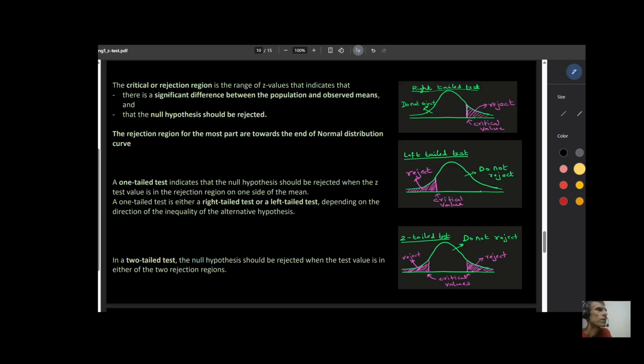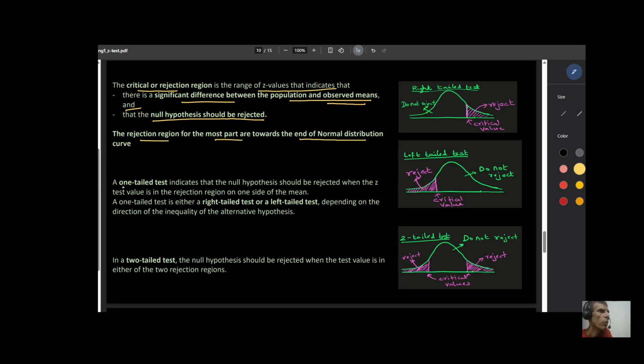The critical or rejection region is the range of z values that indicate that there is a significant difference between your population and the observed means, and that the null hypothesis should be rejected. Observed means refers to the mean that you observed when you conducted the experiment. The rejection region, for the most part, tends to lie towards the extreme end of your normal distribution curve.